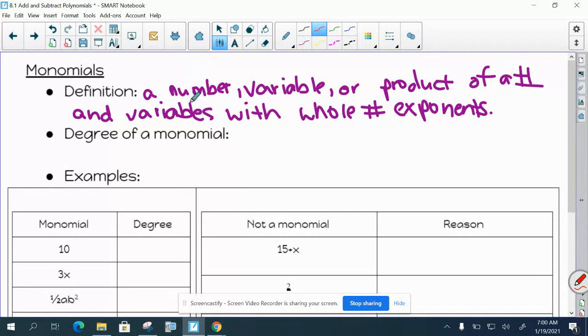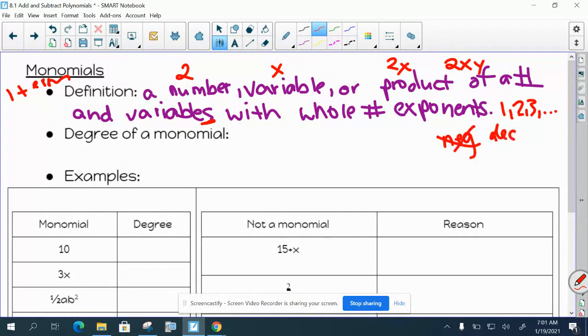So a monomial, a number, could be like 2, that would be a monomial, or one term. A variable like x, or the product of a number and variables, so you could do 2x, or more than one variable like 2xy. Those would all be monomials, one term. And also the exponents would have to be whole numbers. Whole numbers mean 1, 2, 3, etc. So it can't be negative, can't be a decimal. So we could do 2xy squared, where the y is squared.